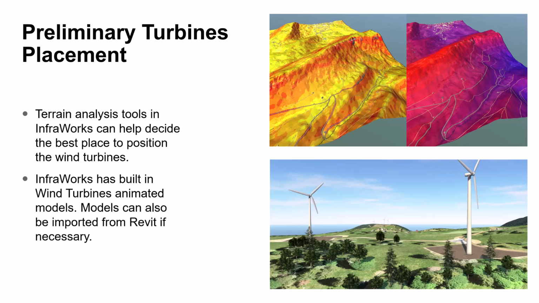For wind turbine placement, InfraWorks offers terrain analysis tools that help in deciding the optimal locations for positioning the wind turbines. InfraWorks also includes built-in animated wind turbine models, as we can see on the lower right animation. And if specific designs are needed, models can be ported from other software, for example, Revit.